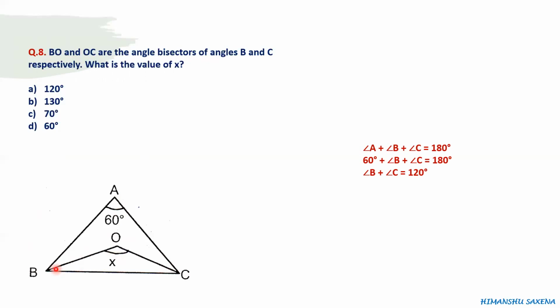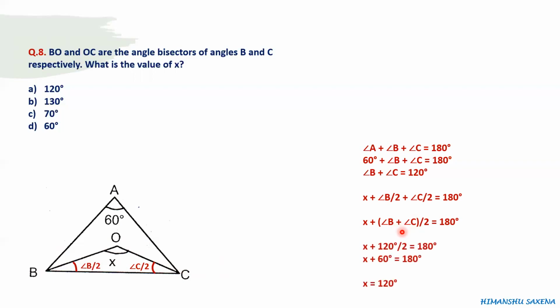Now this BO and this OC, they are angle bisectors. So these two angles would be half of these two angles. So this is half of B and this is half of C. So this is B by 2, this is C by 2. Now in this smaller triangle OBC, X plus B by 2 plus C by 2 will be equal to 180 degrees, right? Now we can solve this. X plus (B plus C) divided by 2 is equal to 180 degrees, and B plus C is equal to 120 degrees. So I can put the value of B plus C as 120 degrees, and this makes the value of X equal to 120 degrees. So our answer is A, 120 degrees.